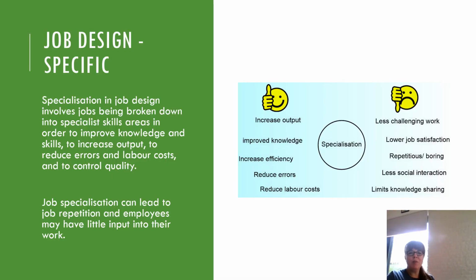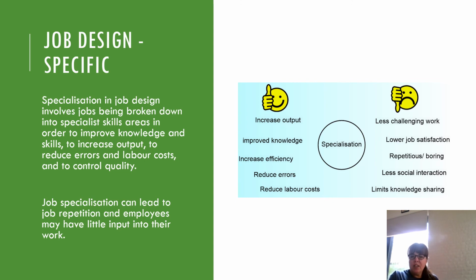Job design specific. Specialization in job design involves jobs being broken down into specialist skill areas in order to improve knowledge and skills, to increase output, to reduce errors and labour costs, and to control quality. Job specialisation can lead to job repetition, and employees may have little input into their work. So if somebody's role is very specialised, it can be quite narrow.